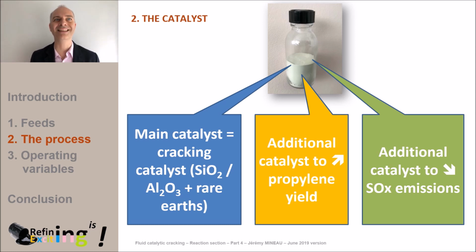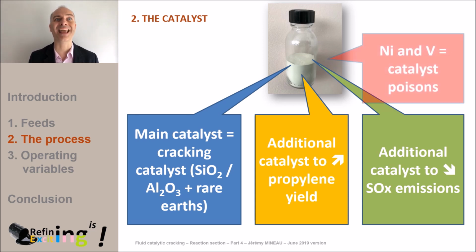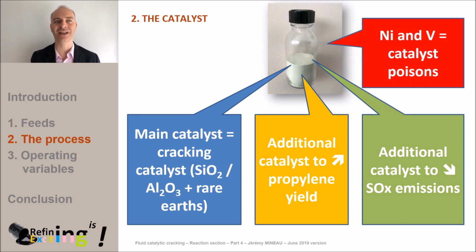The equilibrium catalyst has been in contact with the liquid feed several times during its lifetime. That's why the catalyst presents a concentration in nickel and vanadium which is much higher than in the fresh catalyst. Indeed, these two metals are deposited on the catalyst surface and have a strong tendency to reduce its activity. These effects will be compensated by adding fresh catalyst and purging equilibrium catalyst.